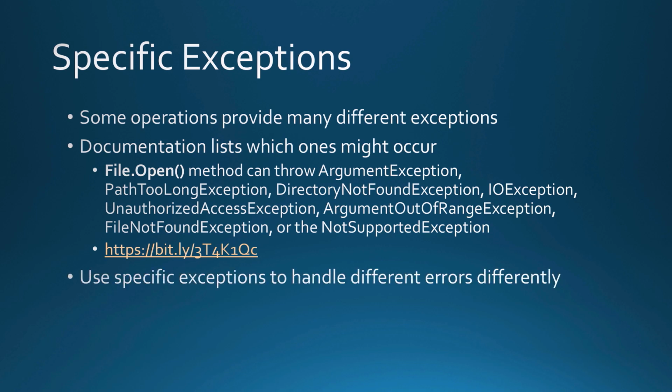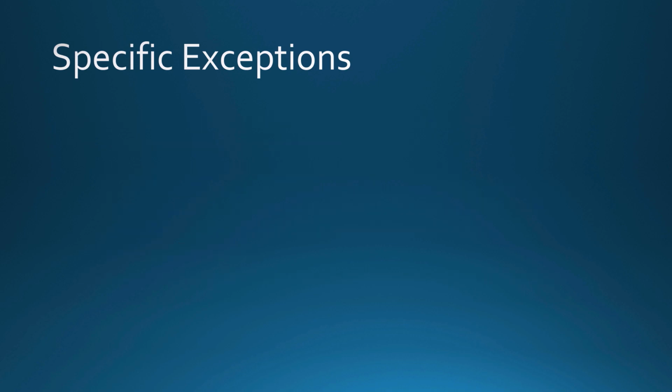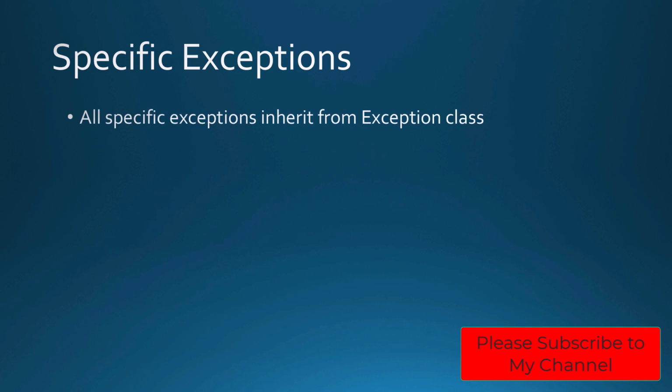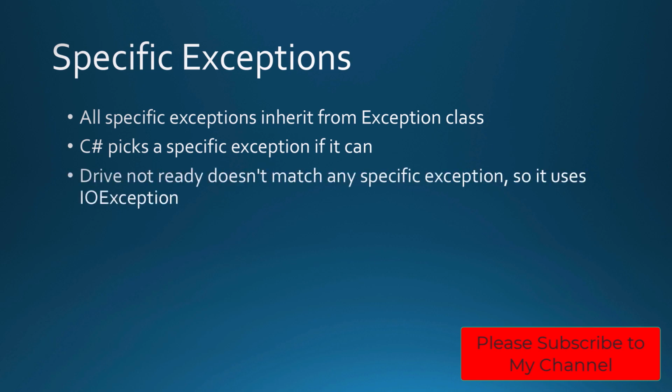But what's neat is we can actually use those specific exceptions to handle different errors differently. All of those specific exceptions I just talked about inherit from the exception class, which means they get all the properties and methods of the exception class, but then can add on things that might be specific for them. So C# can pick a specific exception if it can, such as drive not ready.